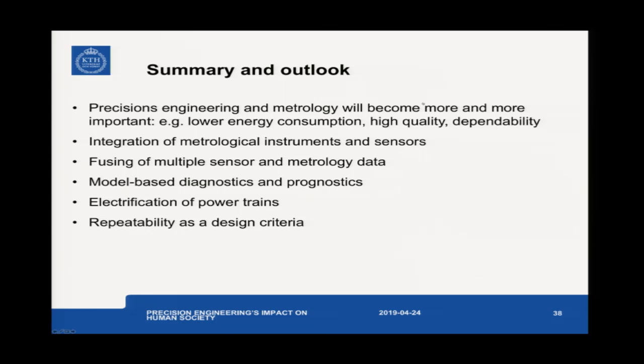That will have an effect on the precision engineering industry as well, for manufacturing and so on. And repeatable designs is also something a lot of people are working on. If the system is repeatable, then you can do compensation on it. But if it's not repeatable, it's quite difficult. So therefore, a lot of systems are designed today with repeatable features and so on. So that's also important to state here.